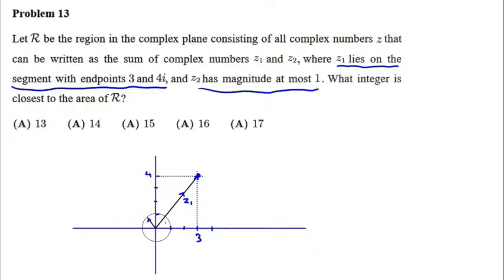Okay. If Z1 is fixed, then Z2 can be all of this circle. If Z1 is 0, for example, and then it asks what integer is closest to the area of R.